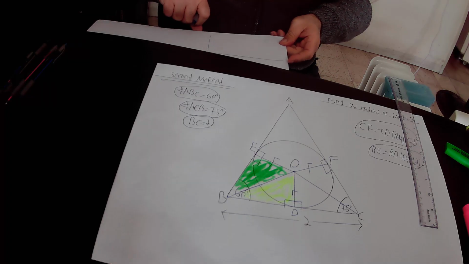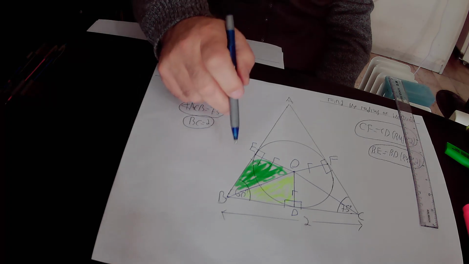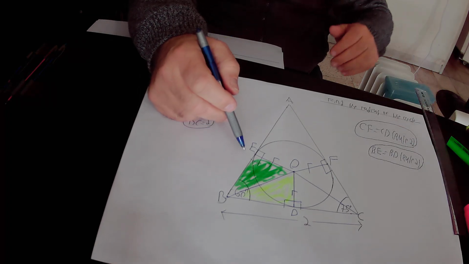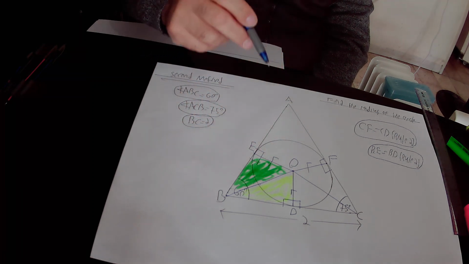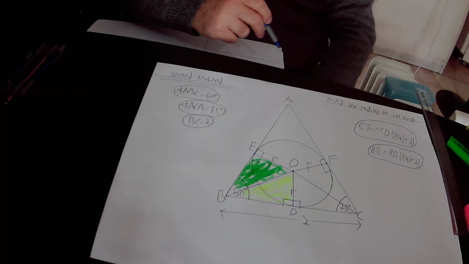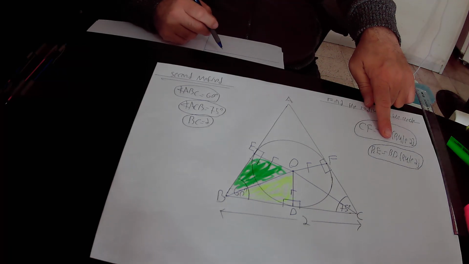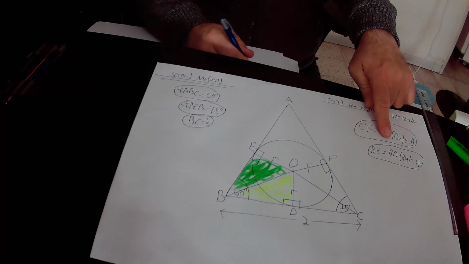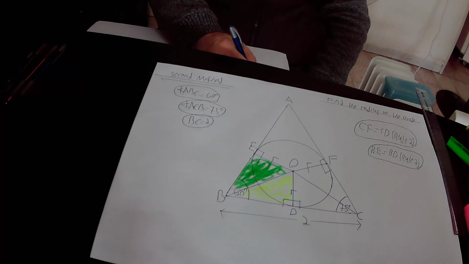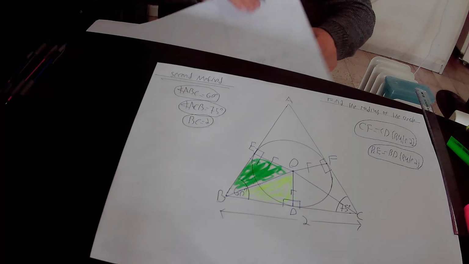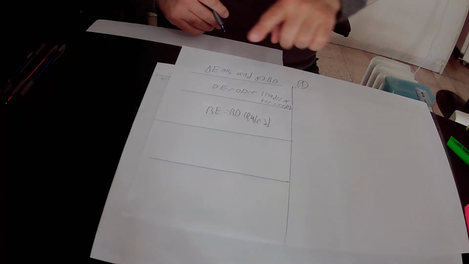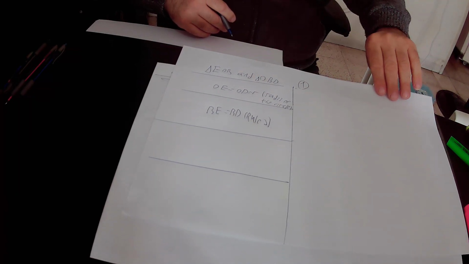In addition, side BE of the green triangle equals side BD of the yellow triangle according to rule number 2. Here, BE equals BD according to rule number 2.